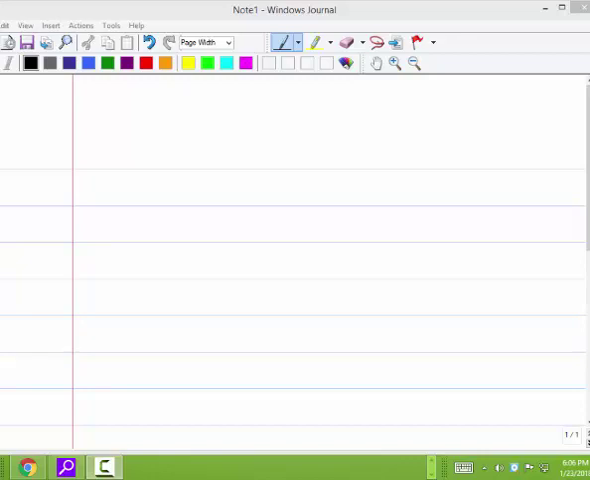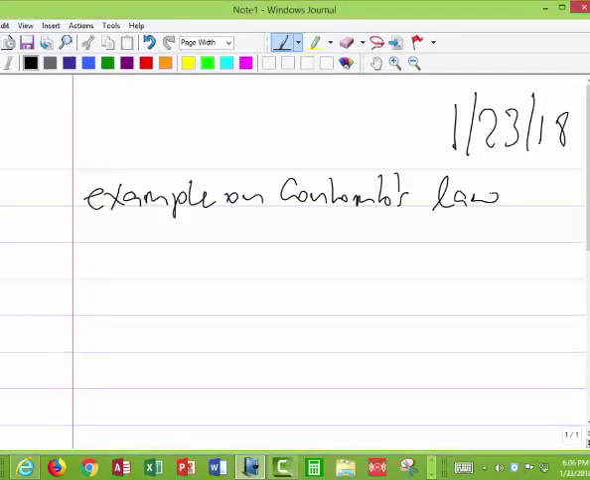Okay, so today, can you all see properly? Yeah. Okay, so I'm going to give you an example on Coulomb's law to work on again.